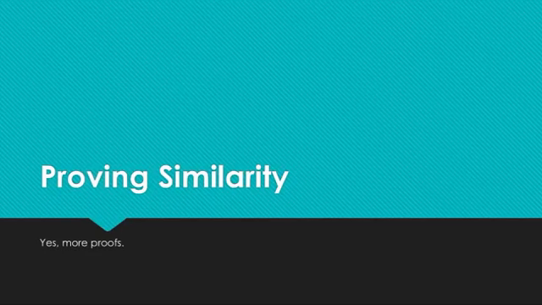Now, just like we did with congruency, we're going to learn how to prove with certain postulates and theorems about similarity. Yes, we are going to talk more about proofs. We're going to go back and revisit proofs, and in the following situations, instead of proving that two figures are congruent, we are going to prove that they are similar.